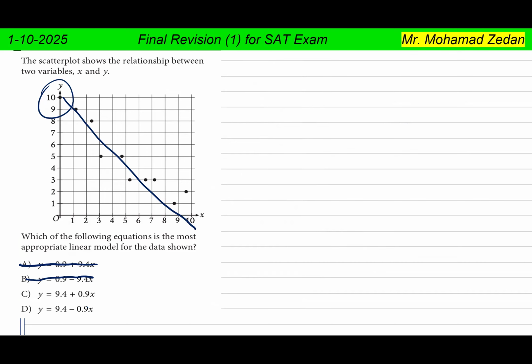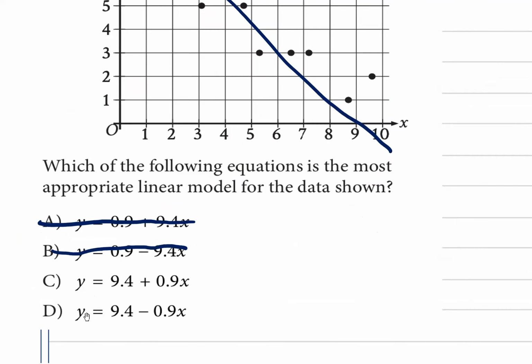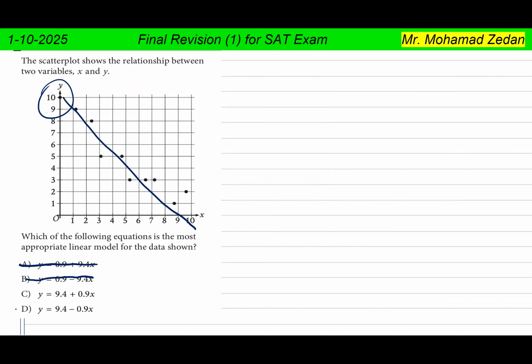D is correct. You will select the one with negative slope. Really, this one, okay? And the 9.4 is the answer in this one. So D is correct. Of course C is incorrect because the slope here is 0.9, a positive number. So this is the answer. One of the most important tactics in solving the SAT exam is removing or ignoring the wrong, not possible answers, and trying to concentrate on two options or maybe one option to be selected.